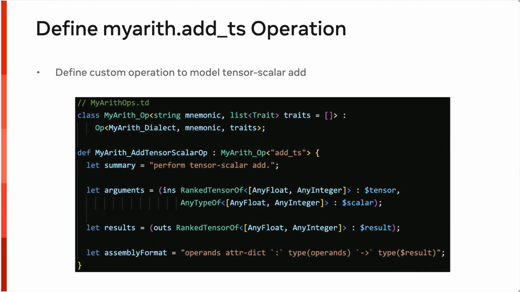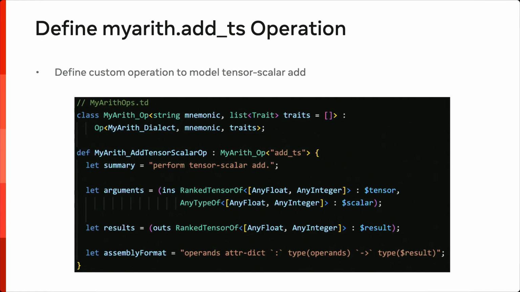Next, we'll define our new operation. So we're doing this again using TableGen. We will create a new file called myarith.ops.td. Inside of it, we're defining myarith.ops, which are essentially all the operations in the myarith dialect. So we, again, inherit the base MLIR op, and we specify the dialect name, and we're basically just passing the mnemonic and the traits through.